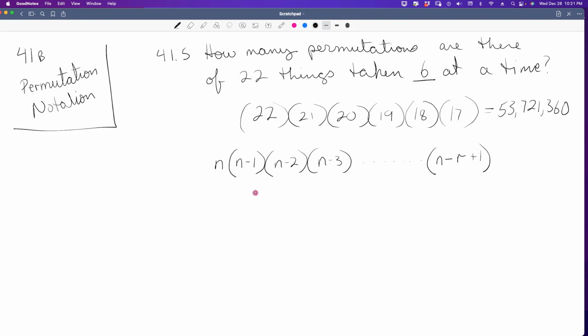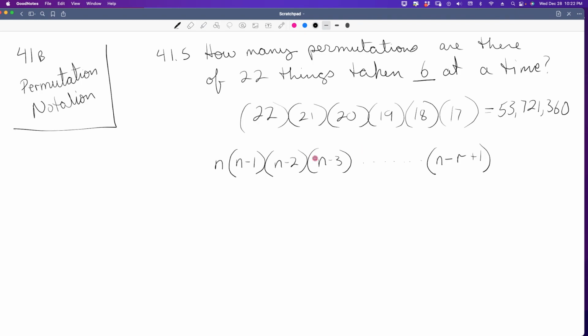So the last factor is not n minus r because we're not accounting for the very first one. Just like in consecutive integers, our very first one is n, it's not n plus 1. So we have to add that 1 back in so that it doesn't throw the calculation off.